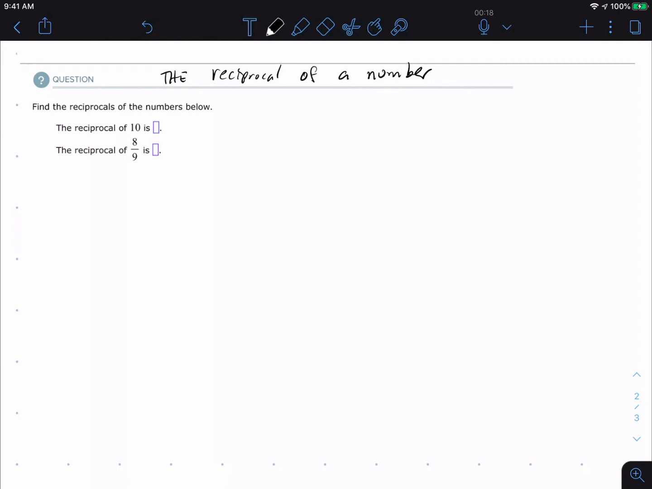So we need to understand how all these numbers are written as a fraction. That number 10 that we have there really is 10 over 1, correct? So if we have 10 over 1, when we go to flip that, it is 1/10. And so this answer is 1/10. Okay? The 8/9, we need to flip that. So that becomes 9 over 8. So this is 9 over 8. And that is the reciprocal.